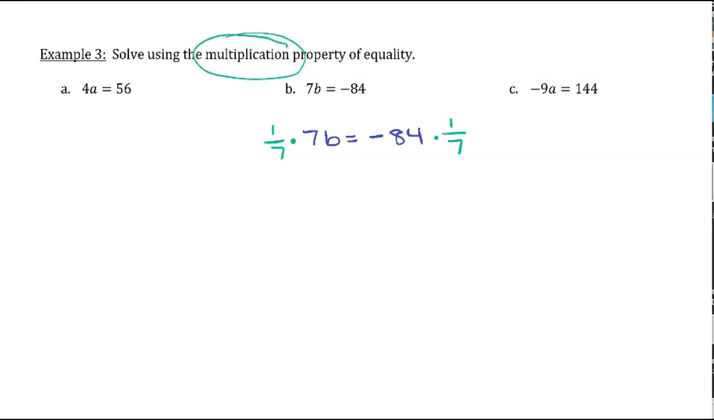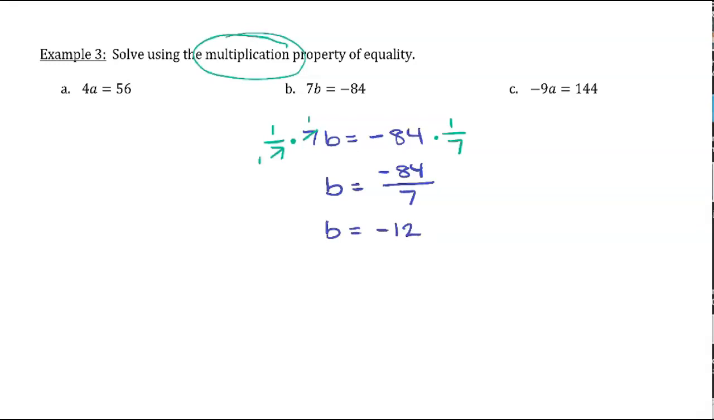By multiplying both sides by 1/7, I have these two 7s simplifying to 1, leaving me with just b on the left side. On the right side now, I have negative 84 times 1 over 7. That's negative 84 divided by 7. 84 divided by 7 is 12, so negative 84 divided by 7 is negative 12.